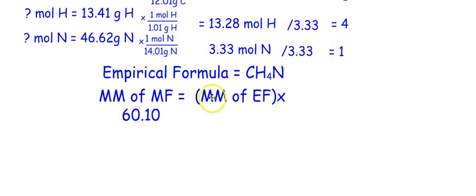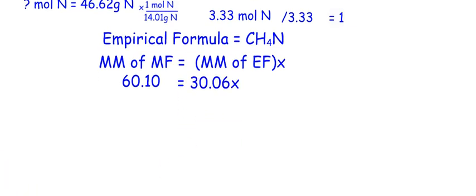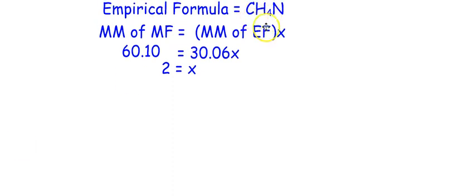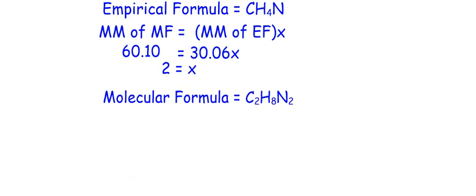All right, so what is the molar mass of my empirical formula? So folks, what is 12.01 plus 4.04 plus 14.01? What do you get? 30.06. Would you agree that x equals 2 here? Hopefully you do. So now what? What is the actual molecular formula? Multiply this by 2, so you get C2. H by 2, so you get H8. N by 2, you get N2. And there you go. That's your molecular formula.